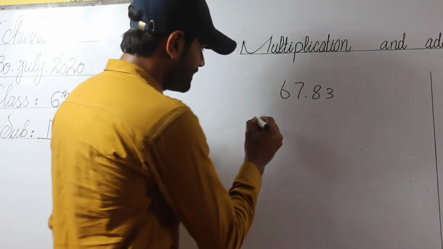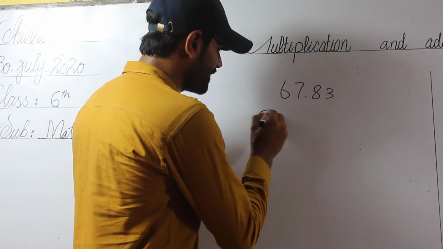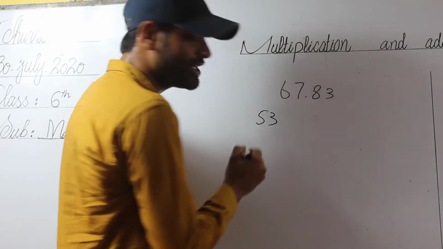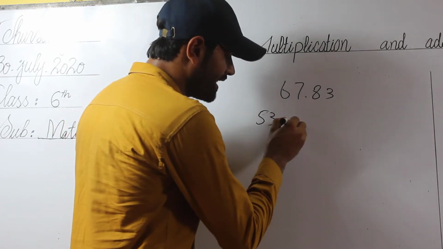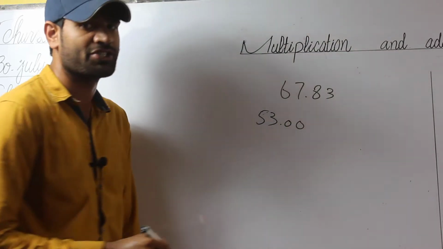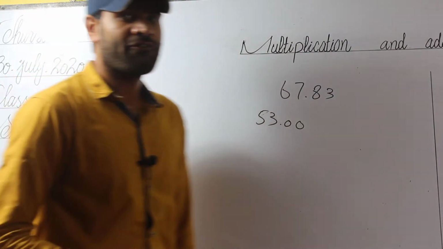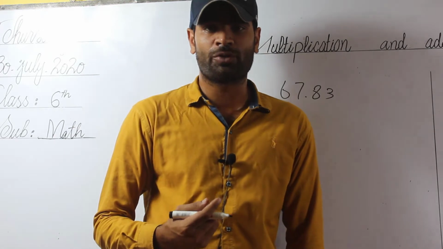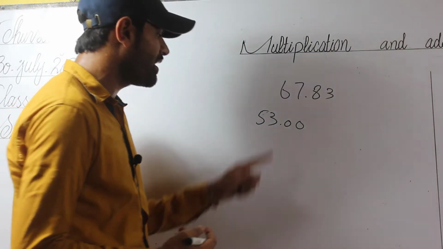And if I write a whole number 53, its point is at the last, and I can also write 53.00. So if I have a number without a point, I make it a decimal number by using a point at the end.